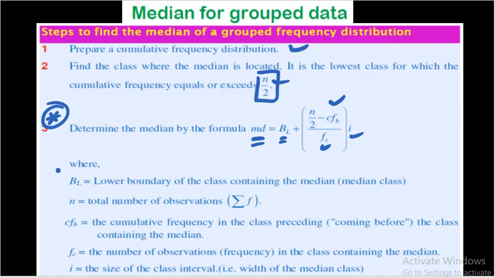So here is the interpretation. BL means the lower class boundary of the class which is containing the median. N means the total number of frequencies, or the summation of frequency. And CFB means the cumulative frequency of the before class, or the preceding class. And FC means the frequency of the current class, which is containing the median. And the last one, i means the interval, the class interval. It is better to see the formula by examples.